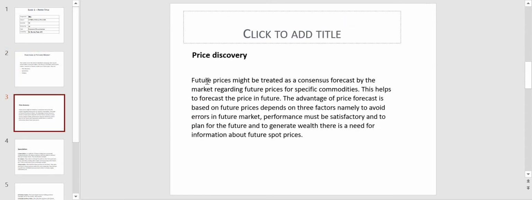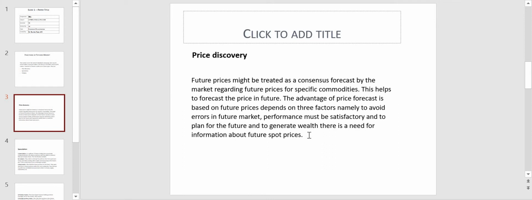First, it is price discovery. See, future prices might be treated as a consensus forecast by the market regarding future prices for specific commodities. This helps to forecast the price in future. So the advantage of price forecast is based on future price, which depends on three factors, namely to avoid errors in future market, performance must be satisfactory, and to plan for the future and to generate wealth. There is a need for information about future spot prices.